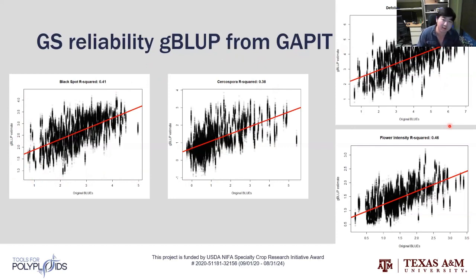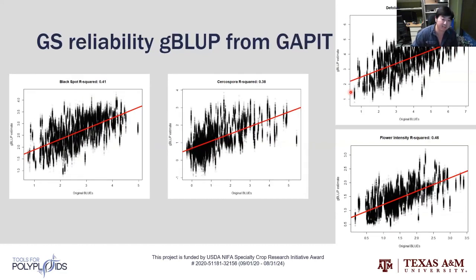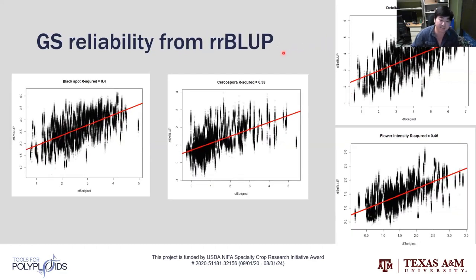Now as I go from slide to slide, these next 3 slides will look exactly like this, but they're the different methods. And what I want you to see is the cloud of the data and how it's basically the same for all 3 methods. So this is GBLUP and GAPIT with the diploidized data. This is RR-BLUP. I'll go back up and back down. They're basically the same plots. And here we have 0.4 for black spot, 0.38 for Cercospora, 0.43 for defoliation, and 0.46 for flower intensity.